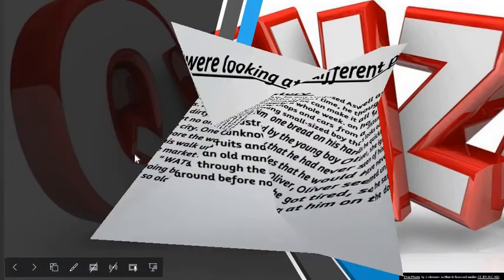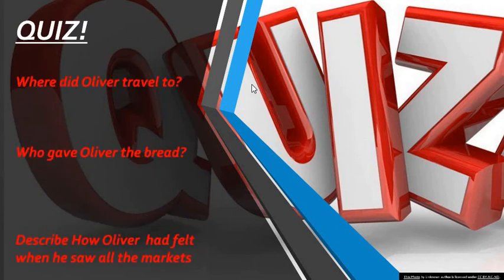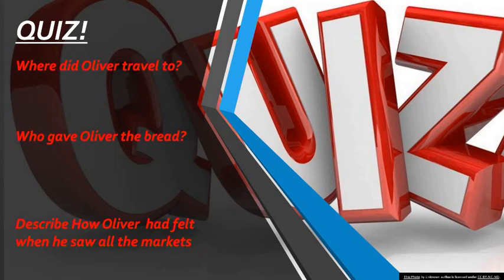So now we have a couple of quizzes here. Normally at the end of each lesson, I do a quiz just to reflect back. Where did Oliver travel to? Who gave Oliver the bread? Describe how Oliver had felt when he saw all the markets. Answer in full sentences in your notebook or in your head, and if you're not sure, just write in the comments below and I'll try my hardest to answer. You have 3 minutes to get on with these. Pause the video if there's not enough time, and then we'll see you on the answers.